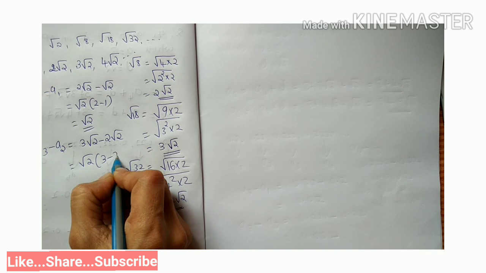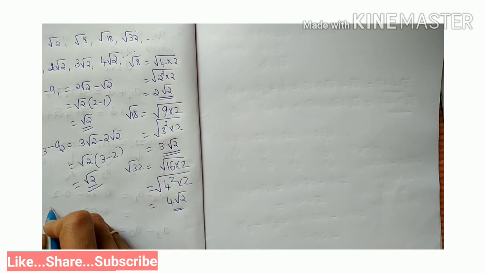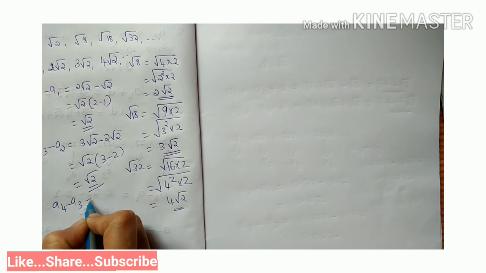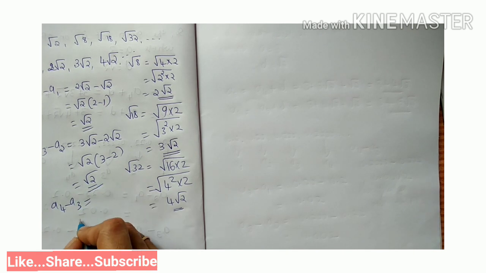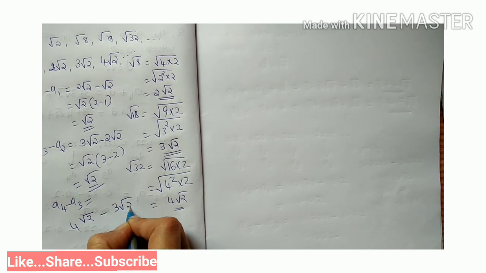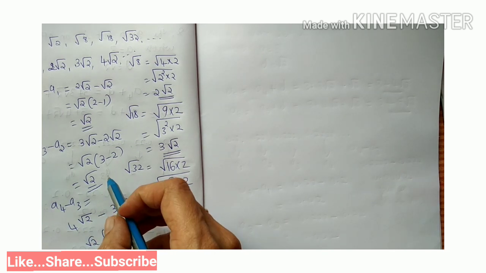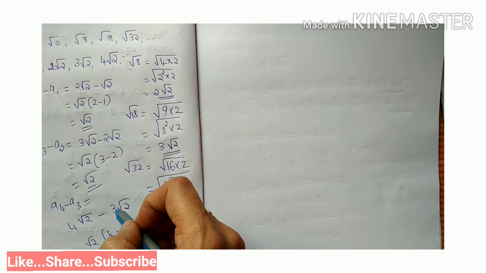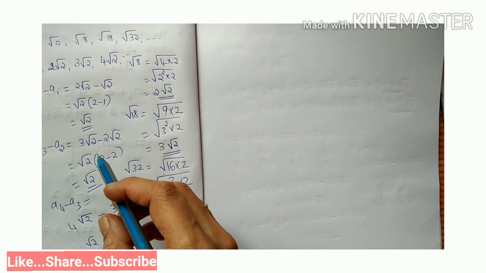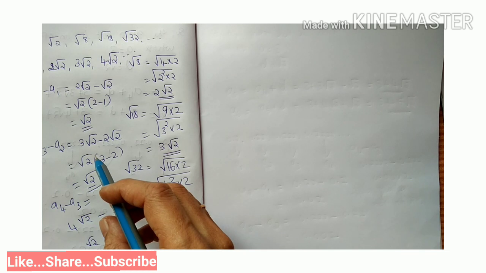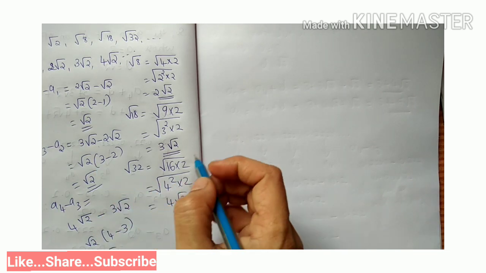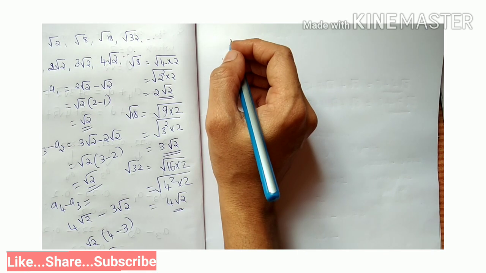Root 2 is common, 3 minus 2, root 2. A4 minus A3: 4 root 2 minus 3 root 2, 4 minus 3, root 2. Therefore the difference of any two consecutive terms in each case is the same, root 2. Therefore the given list is an AP whose first term is root 2 and common difference is also root 2.